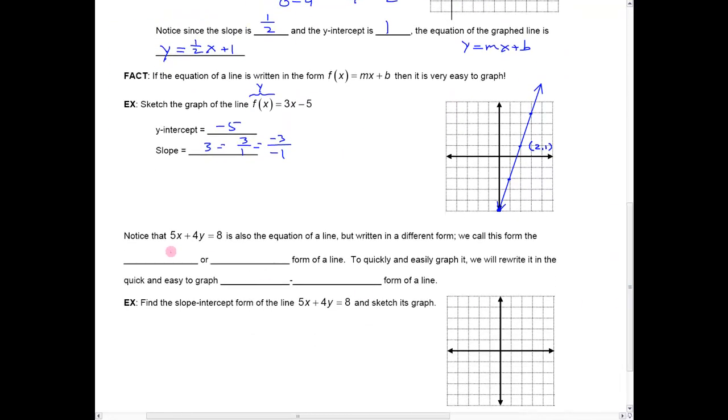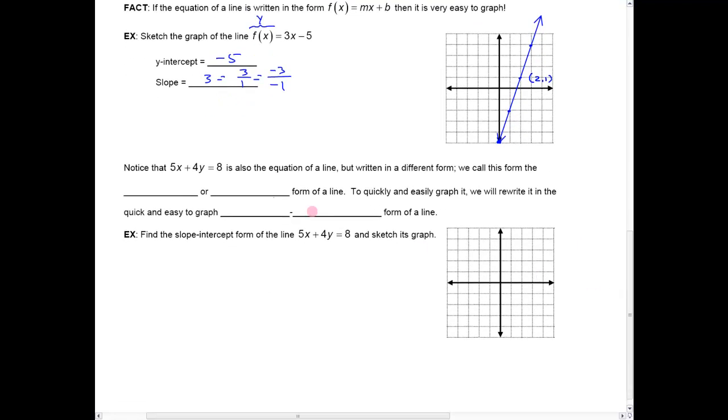Okay, notice here's another equation of a line, 5x plus 4y equals 8. But this is written in a different form. When we have both the x's and y's on one side and no fractions, we call that the standard form, or the general form of a line. And so if I want to very quickly and easily graph that line, I can just simply rewrite it in the quick and easy to graph slope-intercept form.